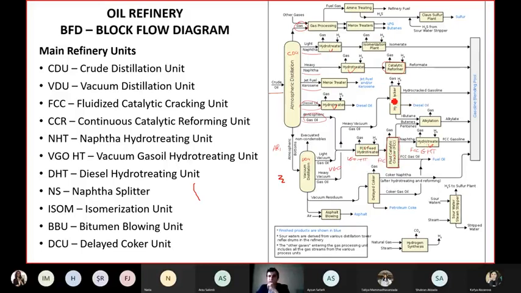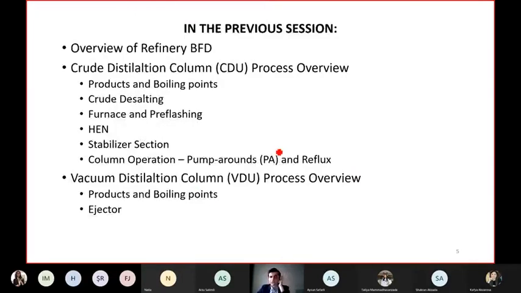And we have also a hydrocracker unit here. If we have FCC, we mostly don't have the hydrocracker. In this case, the light and heavy gas oil is sent not here, but to the FCC unit. So today we will talk about the vacuum distillation unit, fluid catalytic cracking, continuous catalytic reformer, and hydrotreating units. In the previous session, we talked about the CDU, crude desalting, heat exchanger network, and stabilizer section. Today we will continue with the vacuum distillation column and other units.